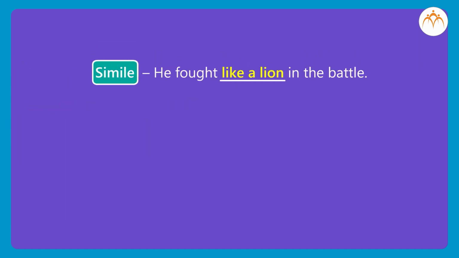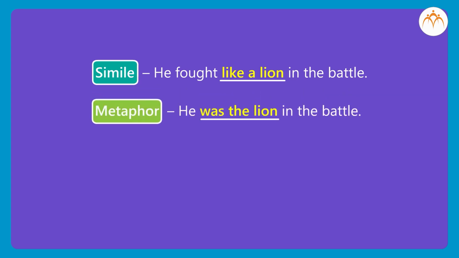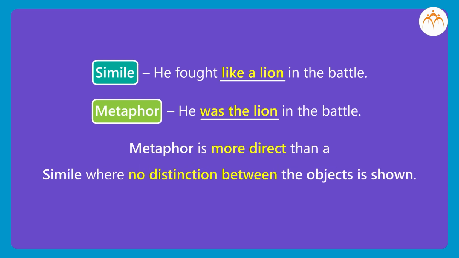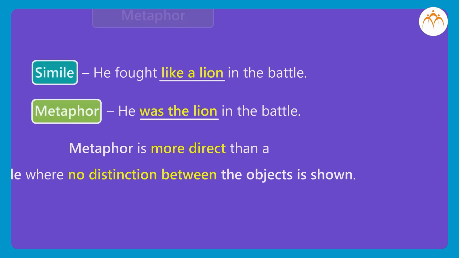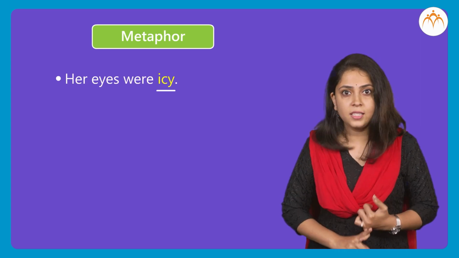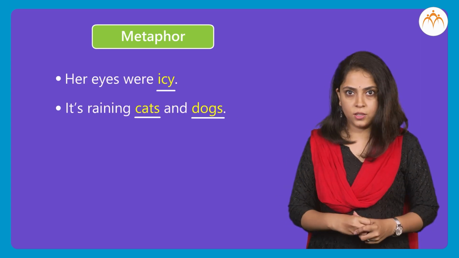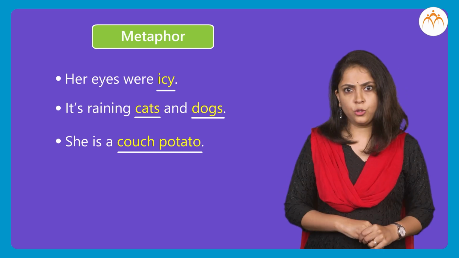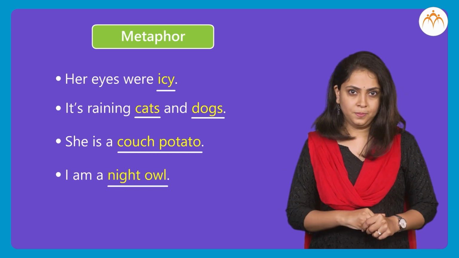Now simile is: he fought like a lion in the battle, and metaphor is: he was the lion in the battle. We can easily understand that a metaphor is more direct than a simile, where no distinction between the objects is shown. Some examples of metaphor are: her eyes were icy. It's raining cats and dogs. She's a couch potato. I am a night owl.